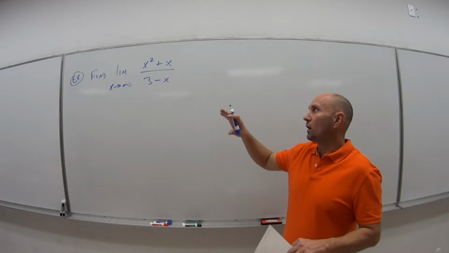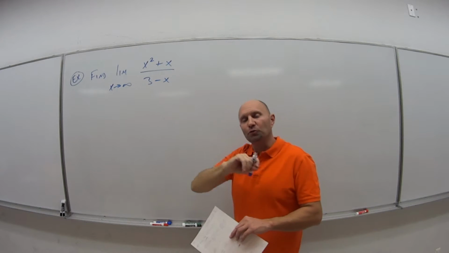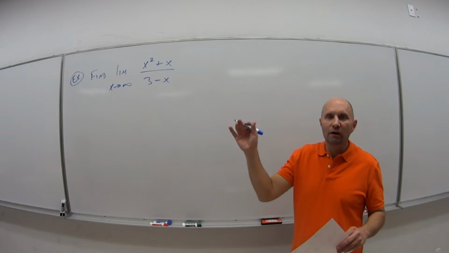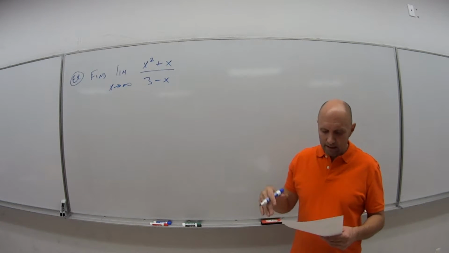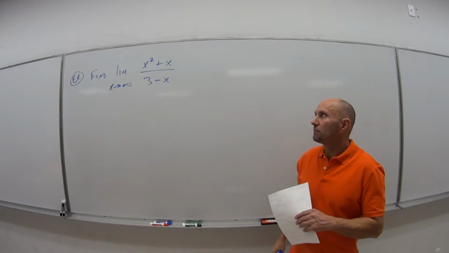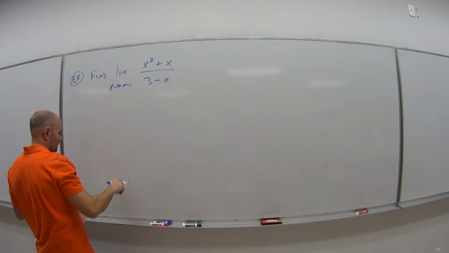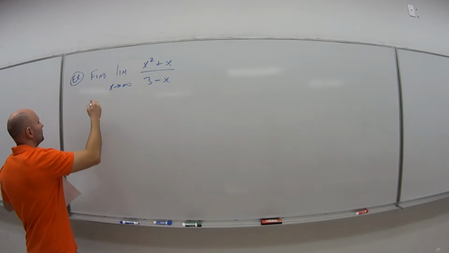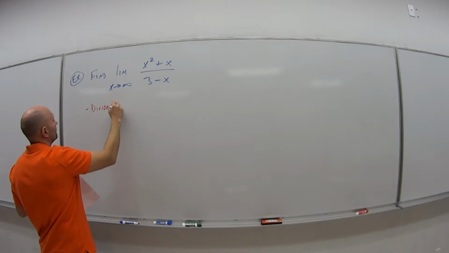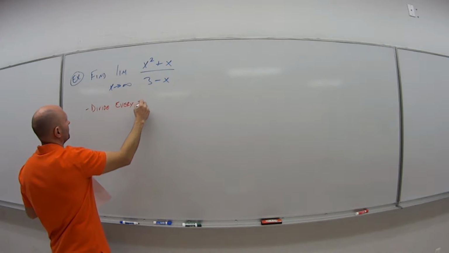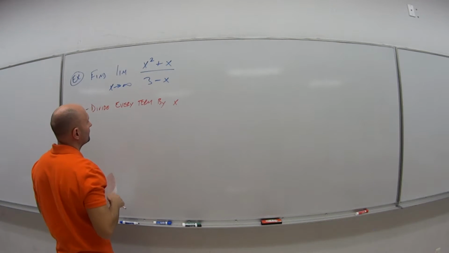Go ahead and hit pause if you want. Our highest power of x is what? Just x to the first power. So divide every term by x to the first power, simplify, apply your limit, x approaches infinity, and see what value you come up with. All right, welcome back if you gave that a shot. Again, I'll switch colors just to keep clear what we're doing. We're going to divide every term by the highest degree in the denominator, which is x.